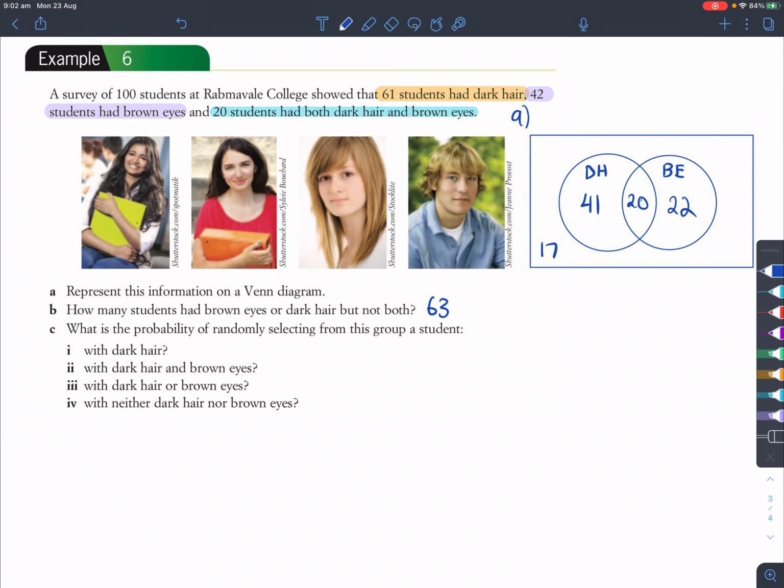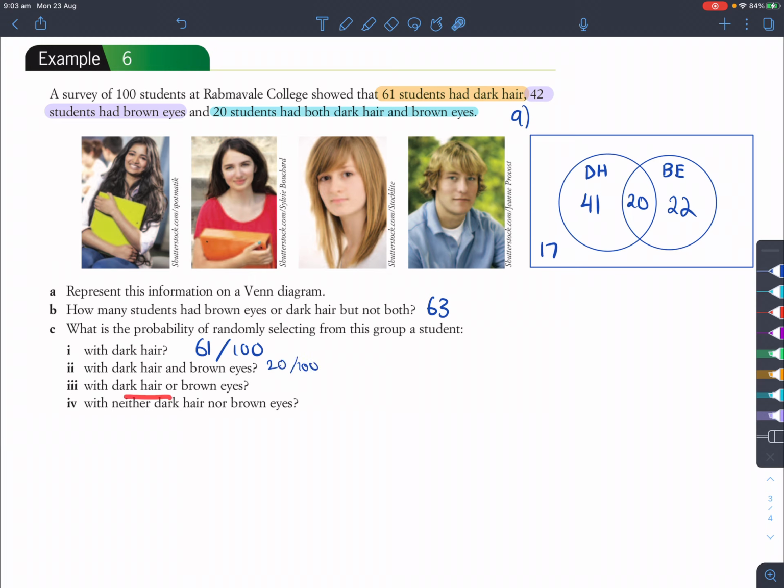Now, what is the probability of selecting from this group a student with dark hair? Okay, so if it says probability of dark hair, it doesn't matter if they only have dark hair or if they have dark hair and brown eyes. It's generally saying, look at the circle that says dark hair. So that's 61 students, but that's out of 100. Now, what if we look at students with dark hair and brown eyes? If it says and, this means it has to satisfy both conditions, which means we look at the center. So that will be 20 out of 100.